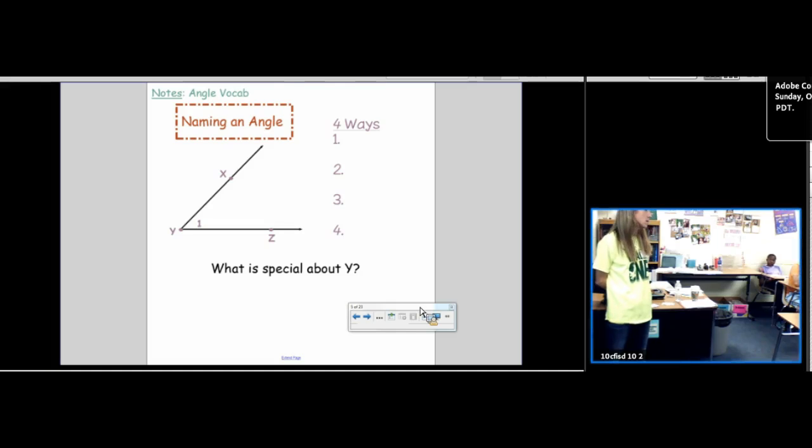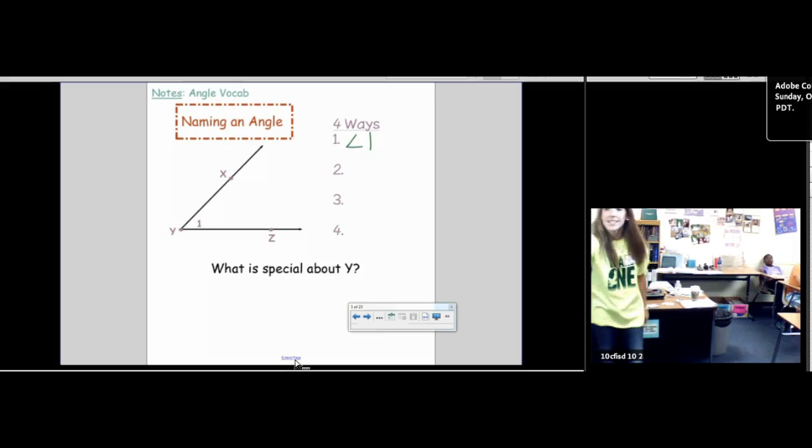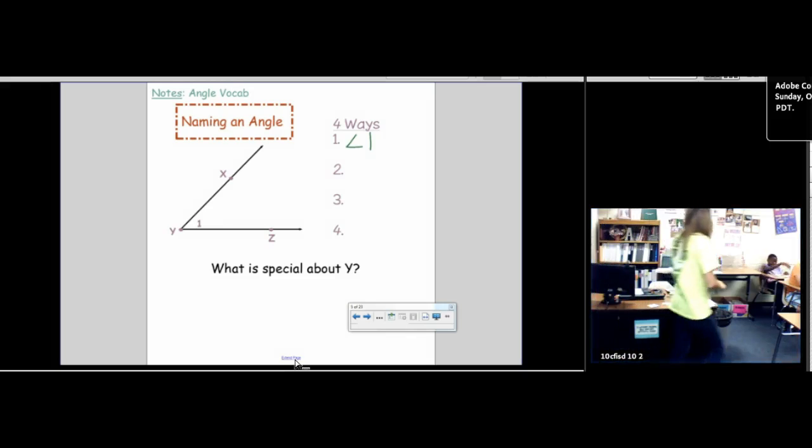That would be a segment. YX would be, well, in this case, a ray. How can you name an angle? That's one way, but that is one of your ways. You could name it angle 1, because see, there's a 1 right there. That is one of the ways.